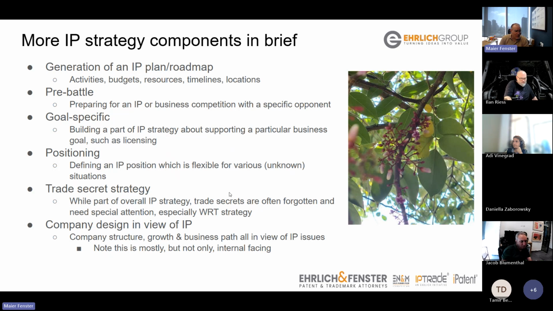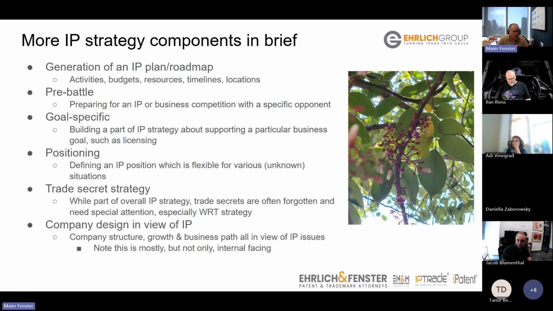Okay, so what I've given you now is a slew of IP strategy activities. And here are a few more components, which I don't think we have time to talk about, but just so you'll see that I really meant it, that there's a lot. Actually generating an IP plan based on whatever strategy you have. Strategizing the IP before you go head-to-head with some opponent. Or the opposite, you might have a goal like licensing.